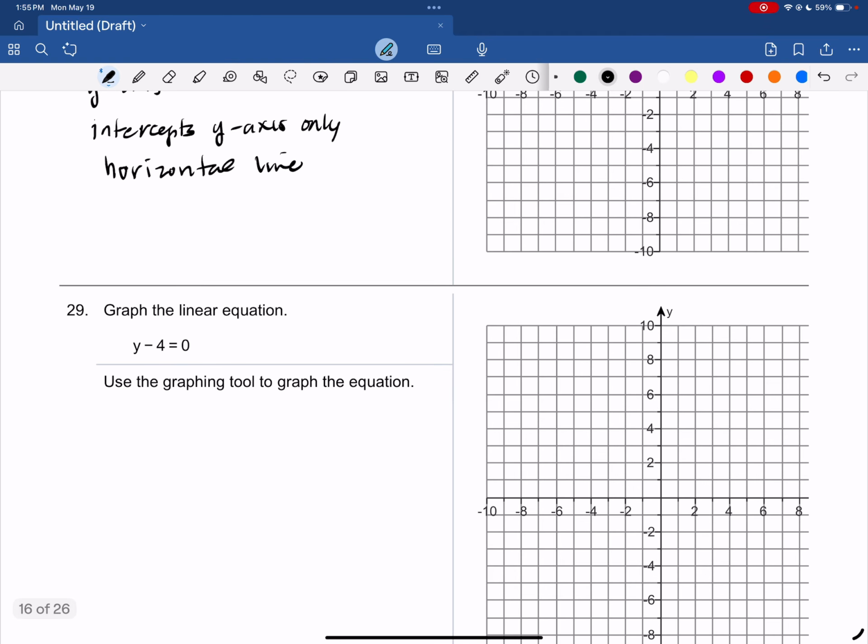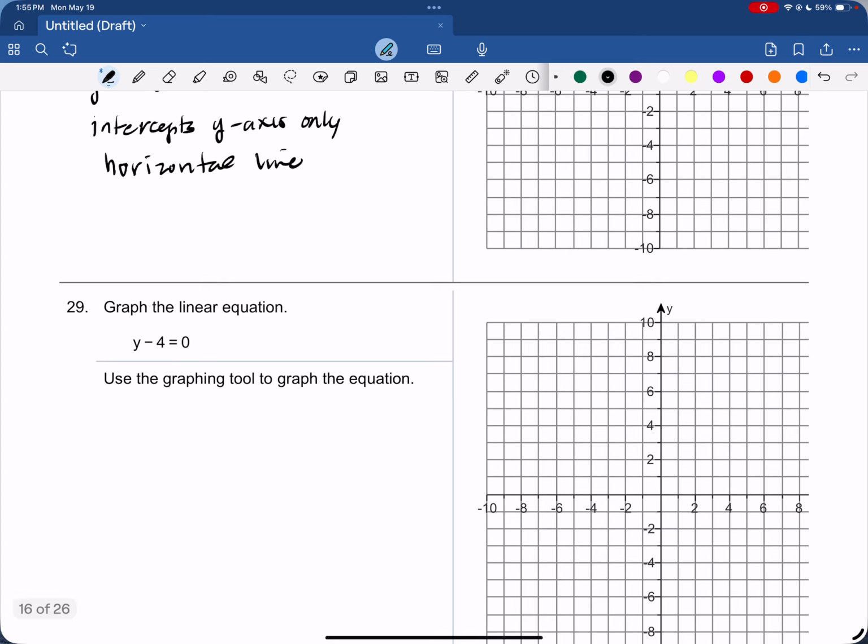Now, this one's a little tricky. You have to be careful. Before you say, well, it's y only, it's horizontal at -4, you have to move that 4 over by adding 4 to both sides. Now I can say, oh, y only is a horizontal line through y equals 4. So I can go over to 4 and I can draw my horizontal line. The most common mistake there would be to put it through -4. But remember, it has to be solved for y in order for you to graph it.